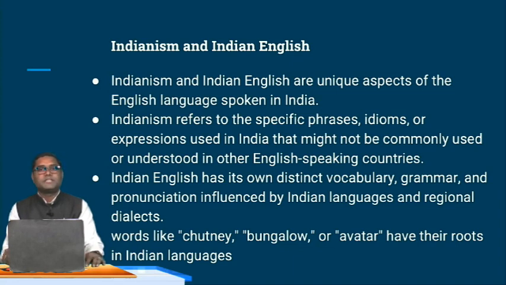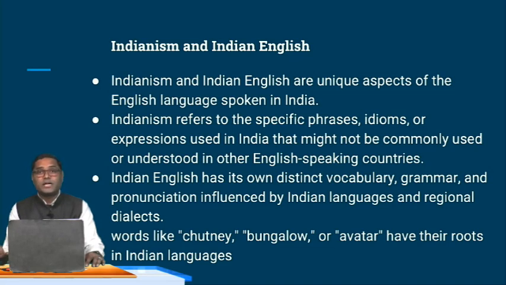For example, we say cousin brother, cousin sister. So these words are used only in India, cousin brother. Actually the word cousin is enough. But we Indians, we use these words cousin brother and cousin sister. Even we say ATM machine, but actually the machine is already there in this ATM. Automated teller machine is the full form of ATM, but we use ATM machine. So these are the peculiarities which we call as a Indianism.